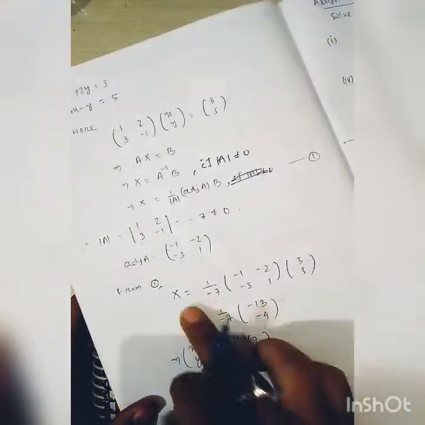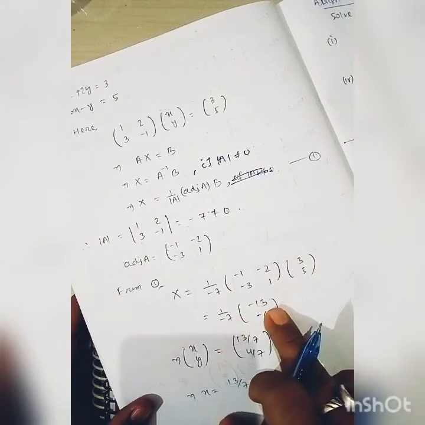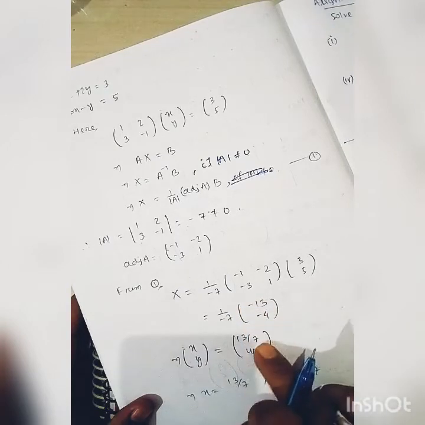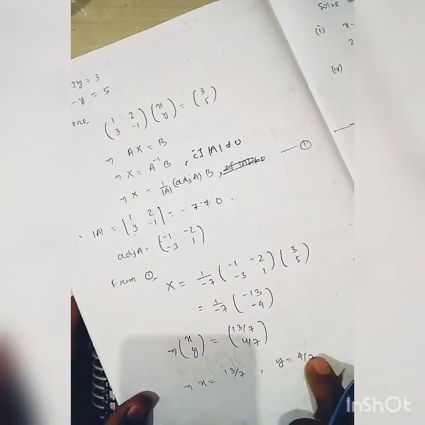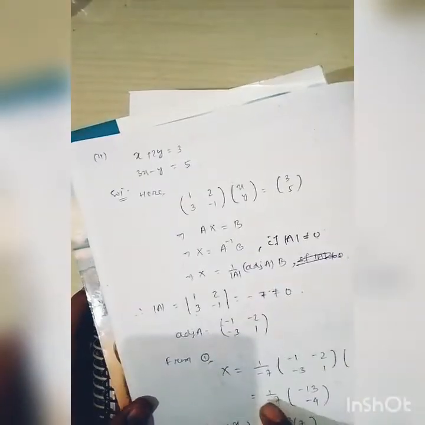Now from equation 1, X equal to 1 by determinant of A into adjoint of A into B, that is this. So that is 13 by 7, 4 by 7. So x equal to this, y equal to this. We can verify also by putting the x and y values whether we are doing correct or not. Now, assignment for you.